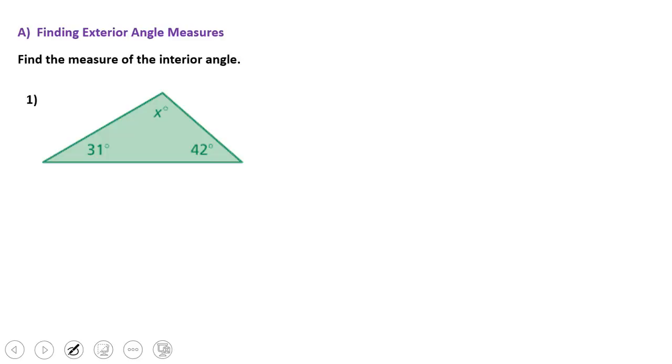Finding the interior. I'm sorry, that's a mistake right there. I think I was thinking about our next video. This should say interior angle measures. And so we're going to find the missing interior angle of this first triangle. So as we know, we take the 3 angles, we add them up. X plus 31 plus 42.